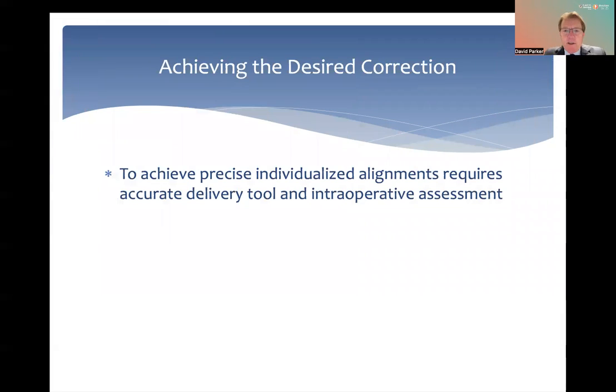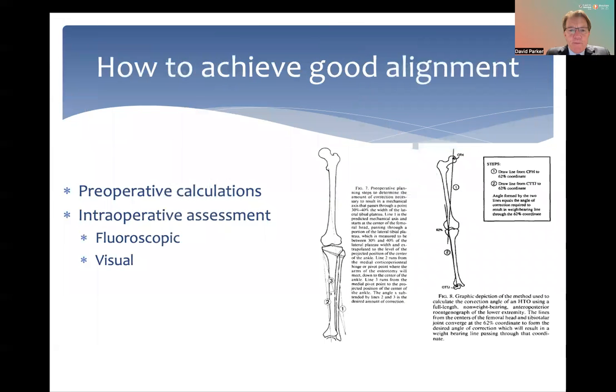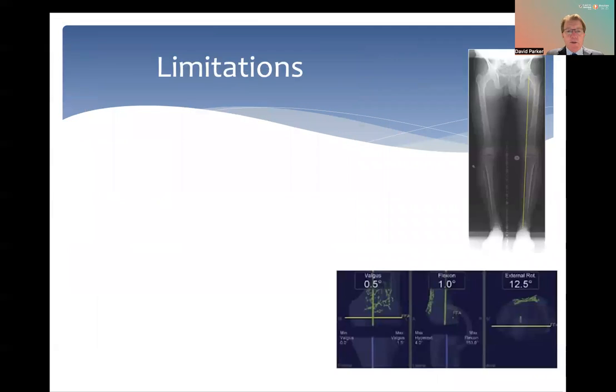So how do we achieve that desired correction? Now we've decided what we want to do with our correction, so we need precise tools to do this and precise intraoperative assessment. We can do this by preoperative calculations and using techniques like you see here, like the Miniachi technique and the Fujisawa point. And we can do techniques intraoperatively. We can use the fluoroscope and we can use visual assessment of the leg.